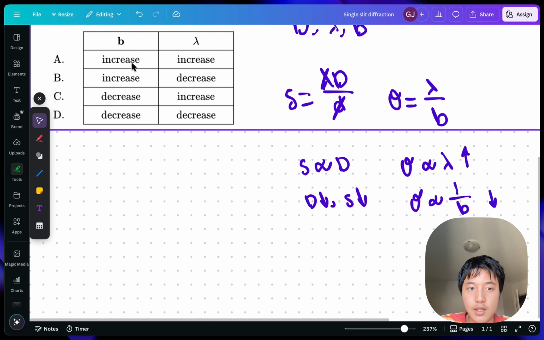It seems that B or C is the right one, because b is decreasing and lambda is increasing. So yeah, the final answer is B. Thank you.